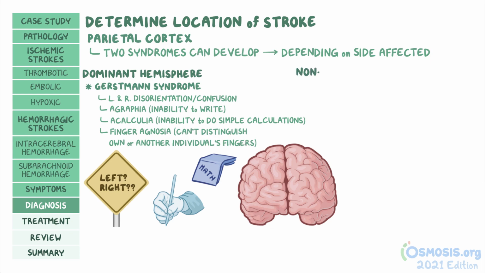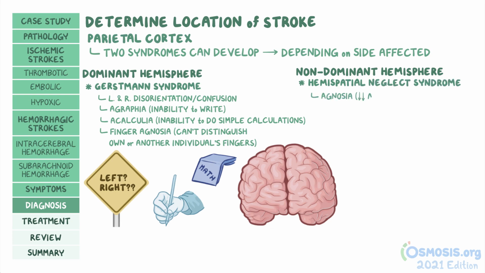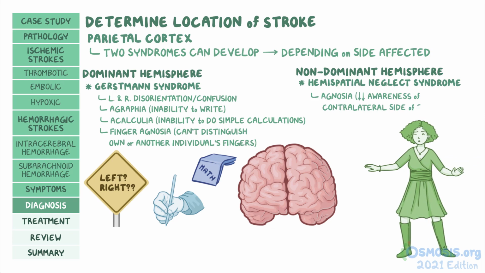On the other hand, if the non-dominant hemisphere is affected, there's hemispatial neglect syndrome, which is characterized by agnosia, or reduced awareness of the contralateral side of space.